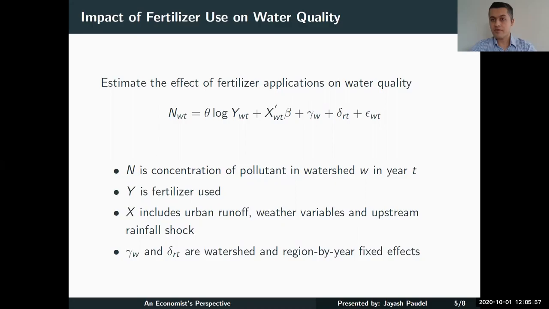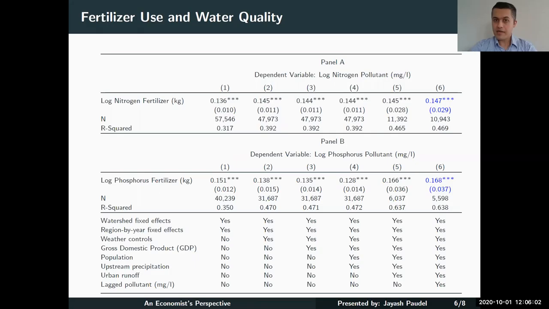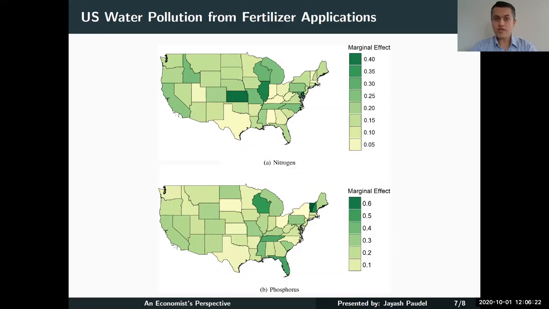As you can see in the table here, panel A and panel B conclude that increasing nitrogen fertilizer as well as phosphorus fertilizer is contributing to the rise of nitrogen and phosphorus pollutants in our water sites across the entire US. This figure helped me generate this state level map, which quantifies the degree of environmental externalities that's attributed to the use of nitrogen and phosphorus fertilizers.